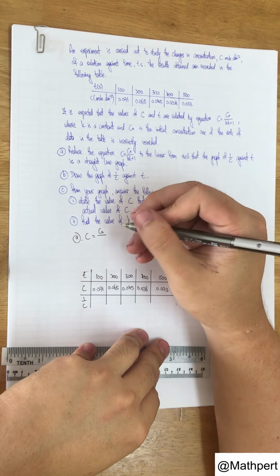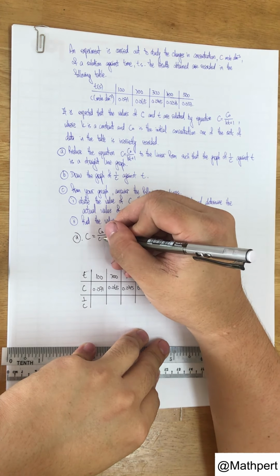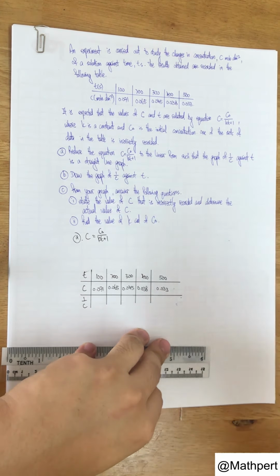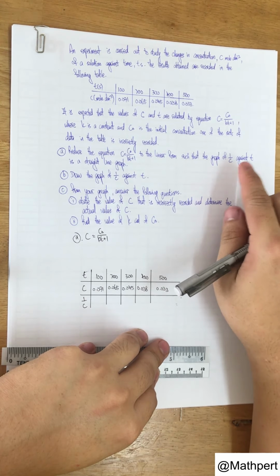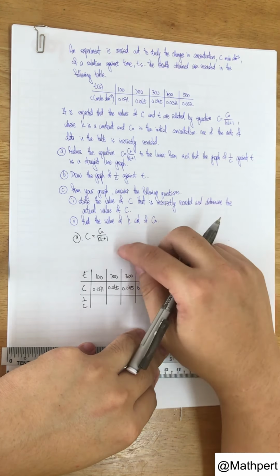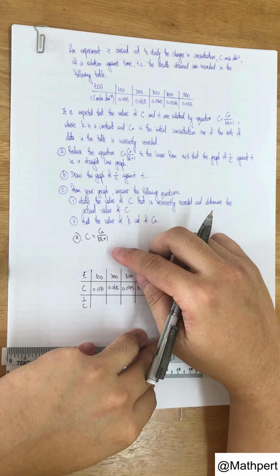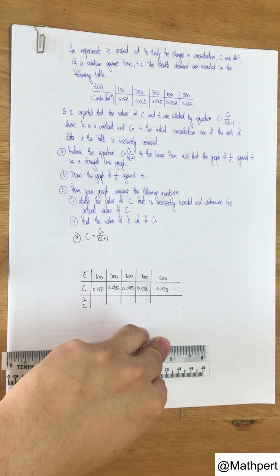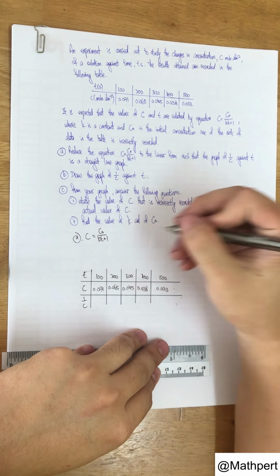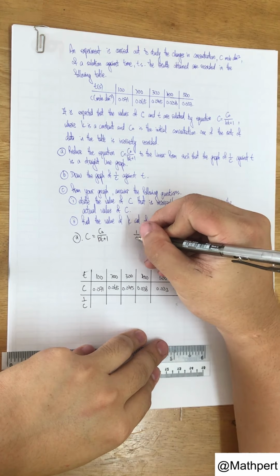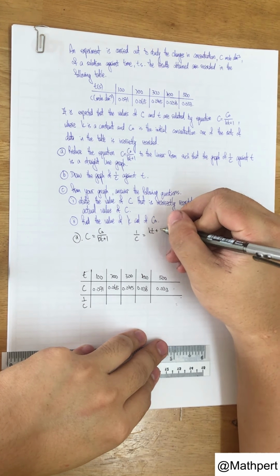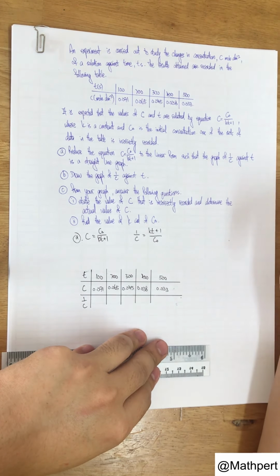Reduce this C equals CO over KT plus 1 to linear form, alright? So we need to plot 1 over C graph against T. So this whole thing we reciprocate it, alright? So this will become 1 over C equals KT plus 1 over CO, alright?